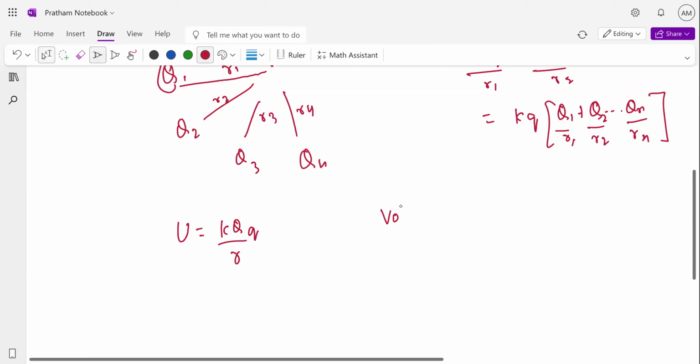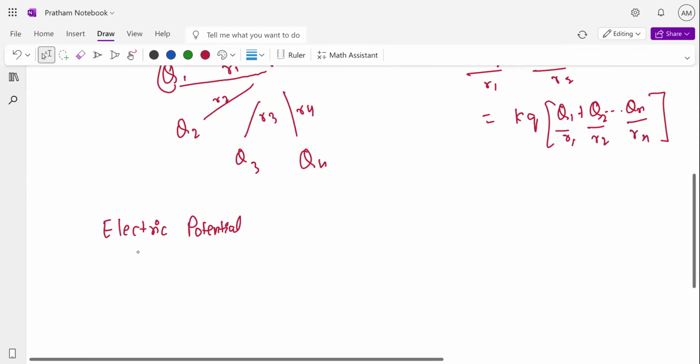Although I'm yet to tell you what is volt, so we will discuss this also. That's fine. Now what I'm going to do is calculate the electric potential energy, because we have already calculated the electric potential.